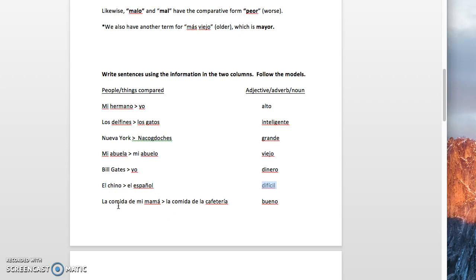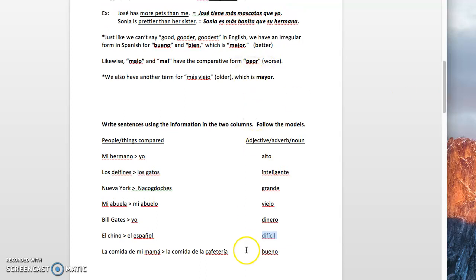Disculpen. La comida de mi mamá versus la comida de la cafetería. La comida de mi mamá, we might want to say más buena, but in reality we have that term mejor. La comida de mi mamá es mejor que la comida de la cafetería.